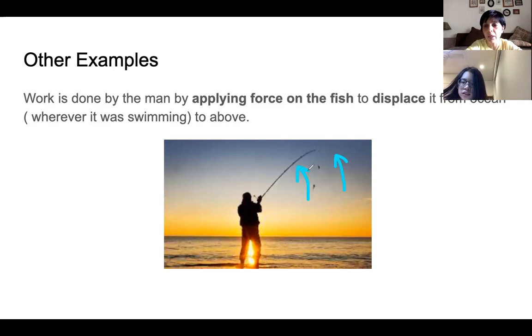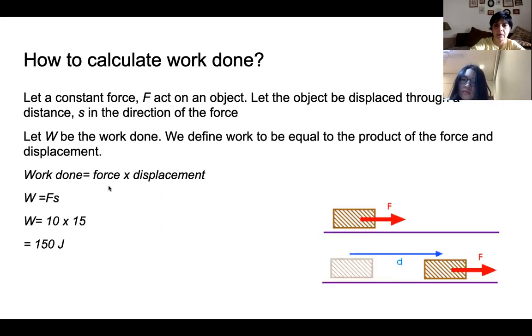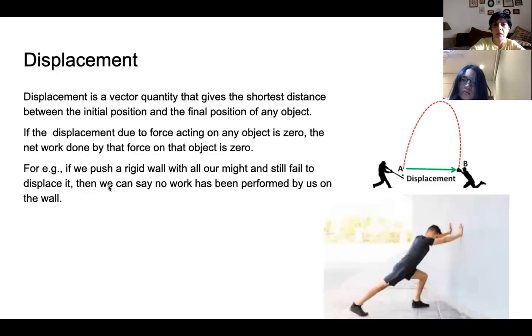The man has done work. What he did was he pulled the fish upwards. So the fish was displaced from wherever it was in the ocean to in the upward direction. All right. And it got some gravitational potential energy. Some gravitational potential energy got transferred to the fish. Okay. So like I said, you know what displacement is? Displacement is actually a distance between 2 points.